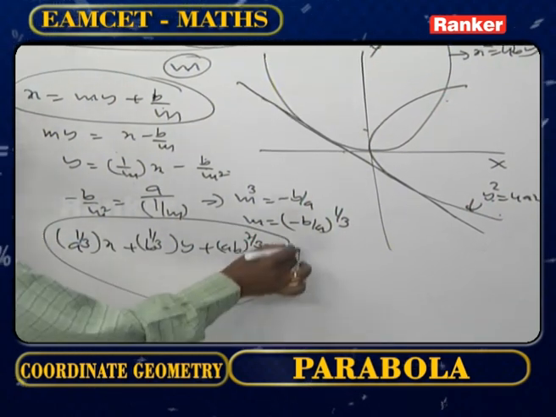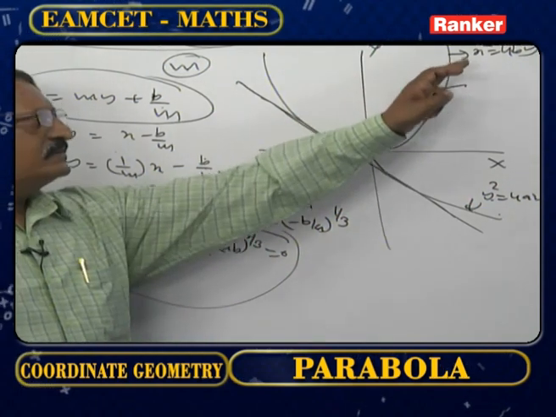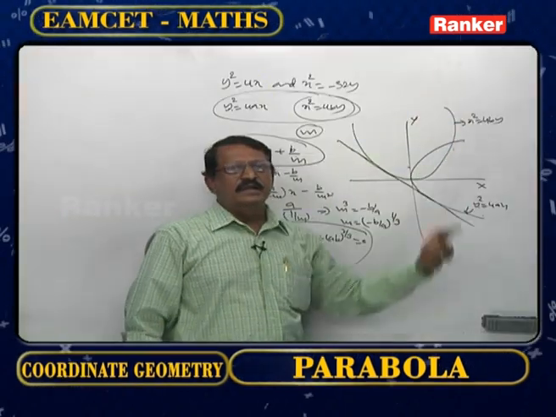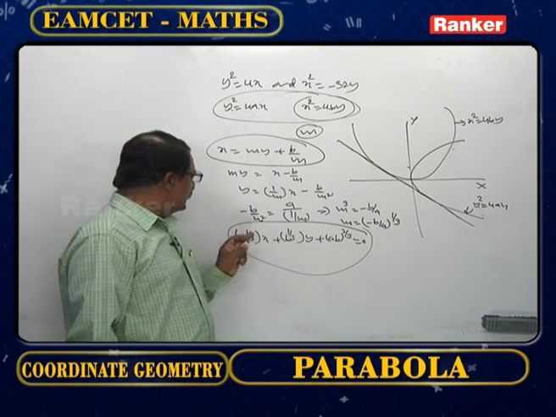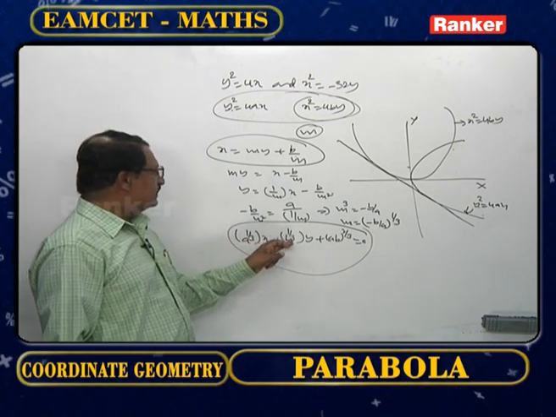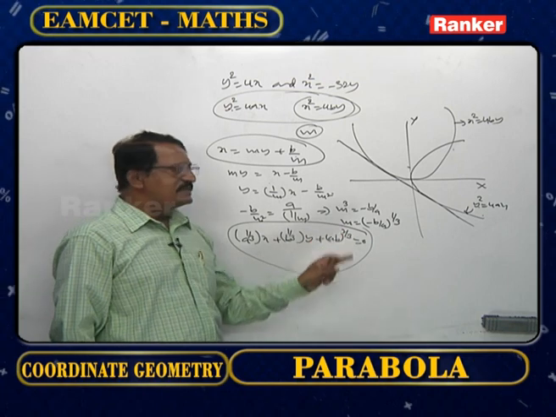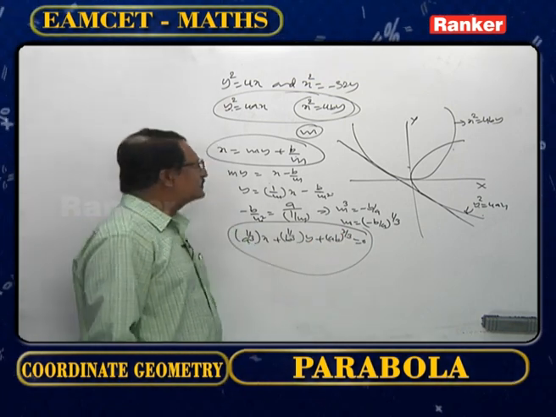The equation of the common tangent to the parabolas y square equals 4ax and x square equals 4by is a power 1 by 3 into x plus b power 1 by 3 into y plus ab whole power 2 by 3 equals 0.